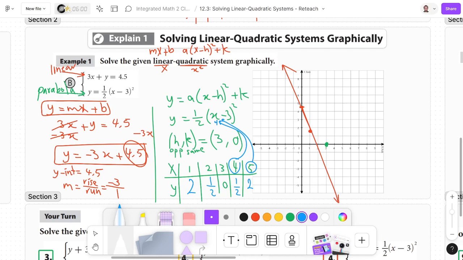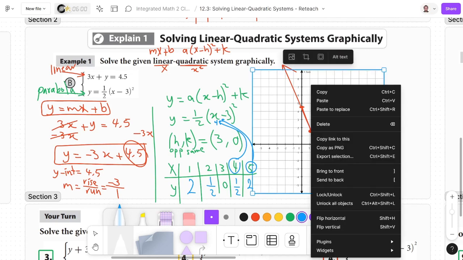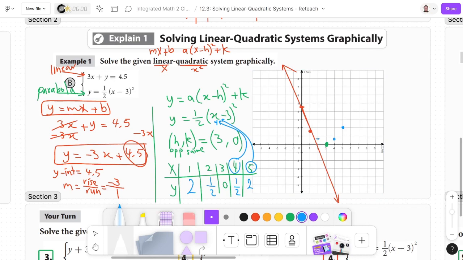3 and 0 is already there. Now 4 and half, so half should be here. Then 5 and 2, so 2 should be here. Sorry, not here. Okay, so 2 and half, it should be here. Then we have 1 and 2, so 2 should be here.